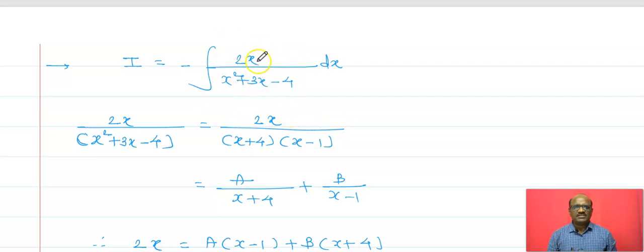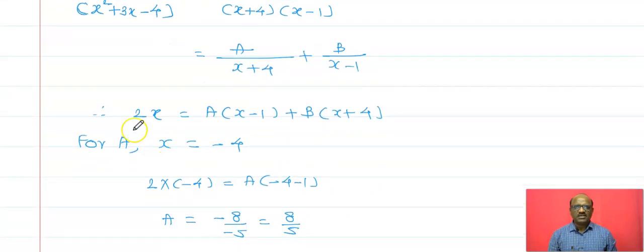But we take it as 2x upon x² plus 3x minus 4. Again, what are the factors? The factors of x² plus 3x minus 4 are x plus 4 into x minus 1. Therefore, a upon x plus 4 plus b upon x minus 1. Therefore, 2x is equal to a into (x - 1) plus b into (x + 4).